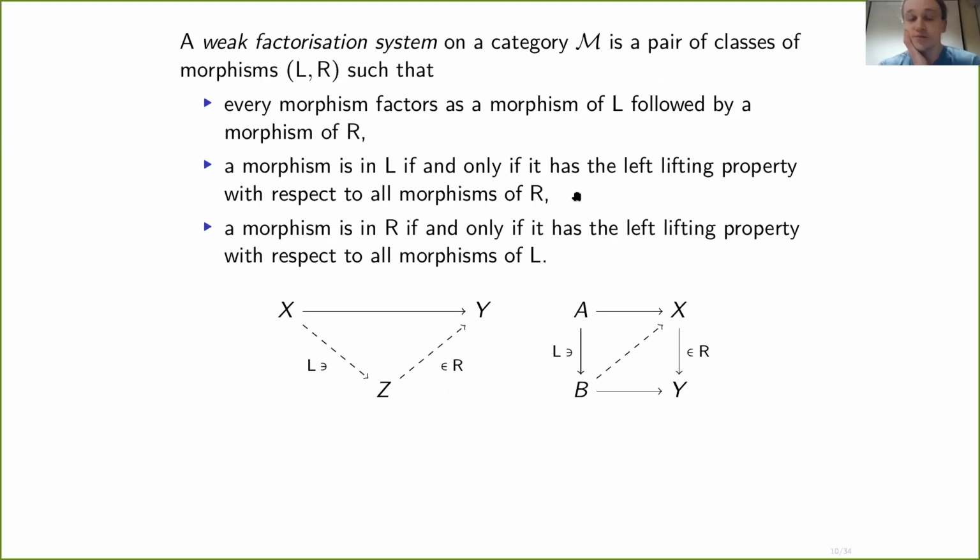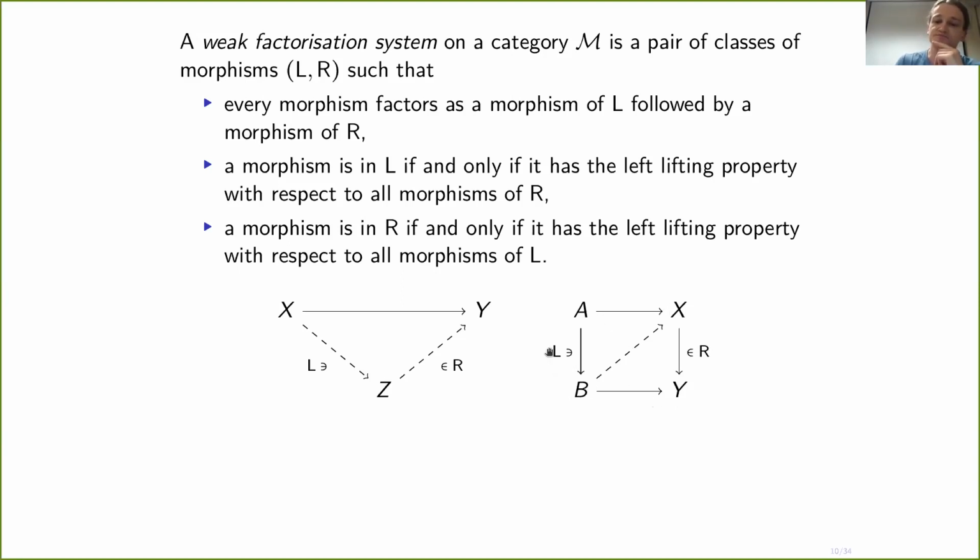Okay, so just to build up to the formal statement of a theorem that I gave on the first slide, a weak factorization system on a category M is a pair of classes of morphisms L and R, so that every morphism factors as a morphism of L followed by a morphism of R, as in this diagram. And then the other two things say that morphisms of L and R have a lifting property with respect to each other. So whenever I have a square like this with a morphism of L on the left and a morphism of R on the right, then there is a diagonal map that makes both triangles commute.